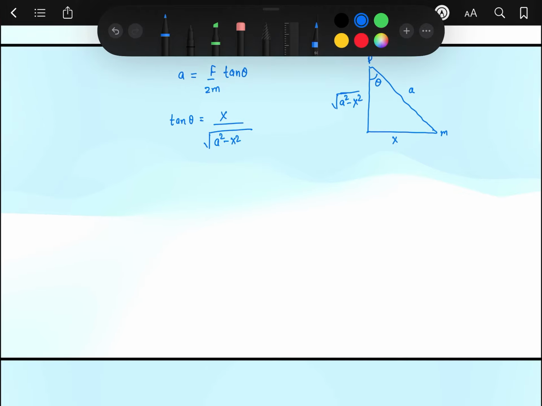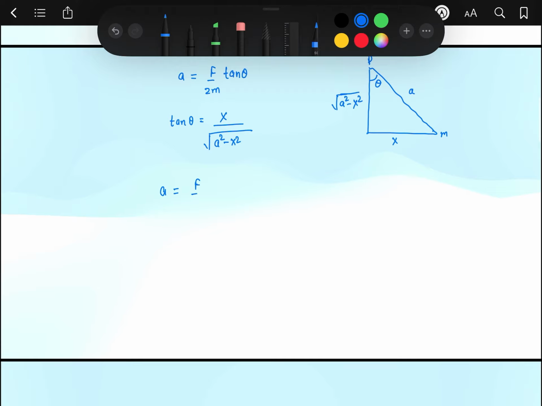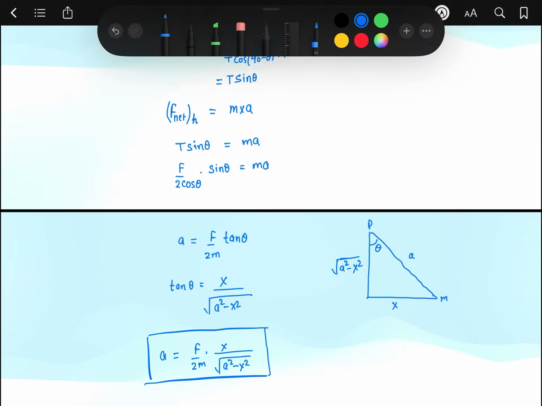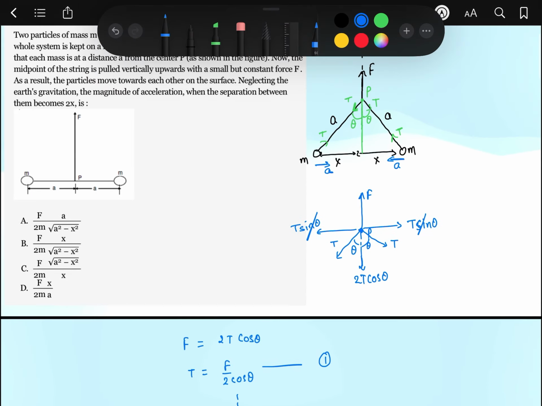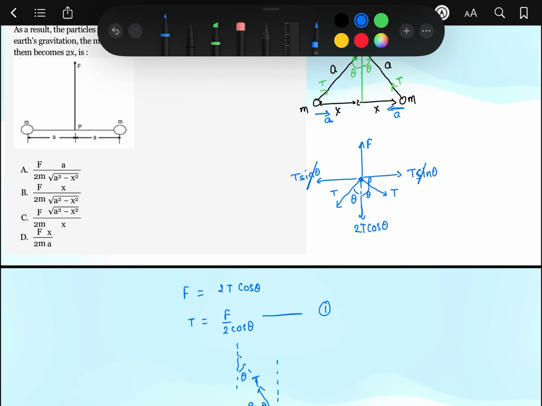So the value of acceleration for this particle will be F by 2m into tan theta, that is equal to x by root under a square minus x square. This is the value of the horizontal acceleration this particle is having. So our correct option will be F by 2m into x by root under a square minus x square, that is option number B.